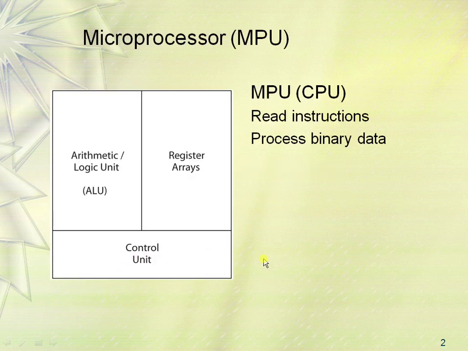Now here, this is the block diagram of a microprocessor. As you can see, there are three major blocks present inside this. One is the arithmetic and logic unit, then the register array, and then the control unit. The arithmetic and logic unit is mainly responsible for performing any kind of arithmetic or logical operations like plus, minus, and, or, shift, and these kinds of operations are performed by this ALU.